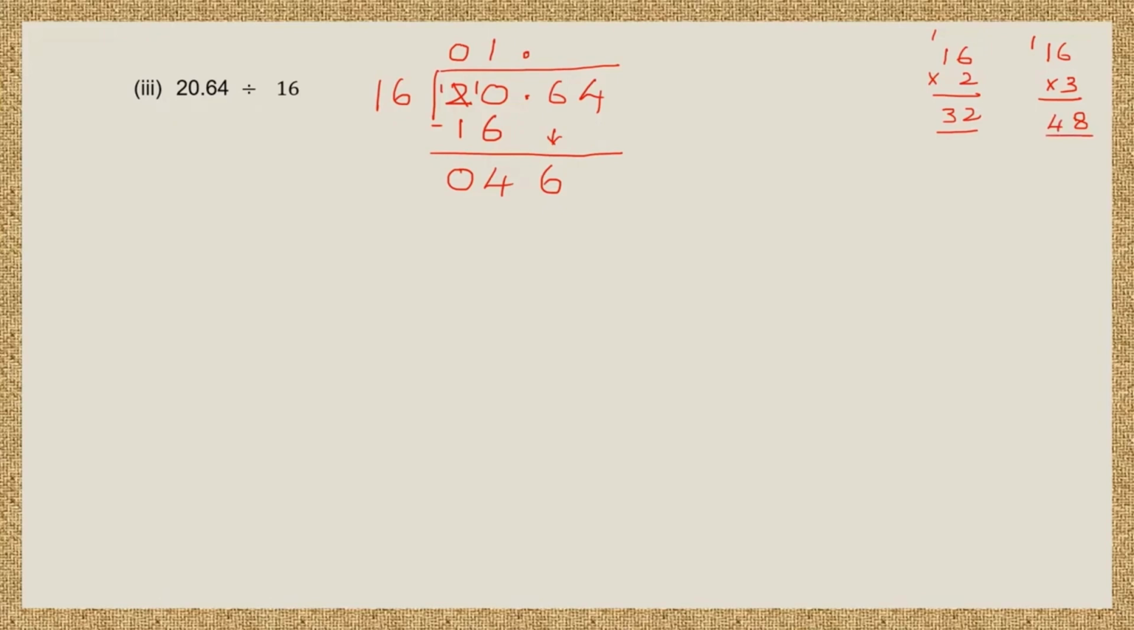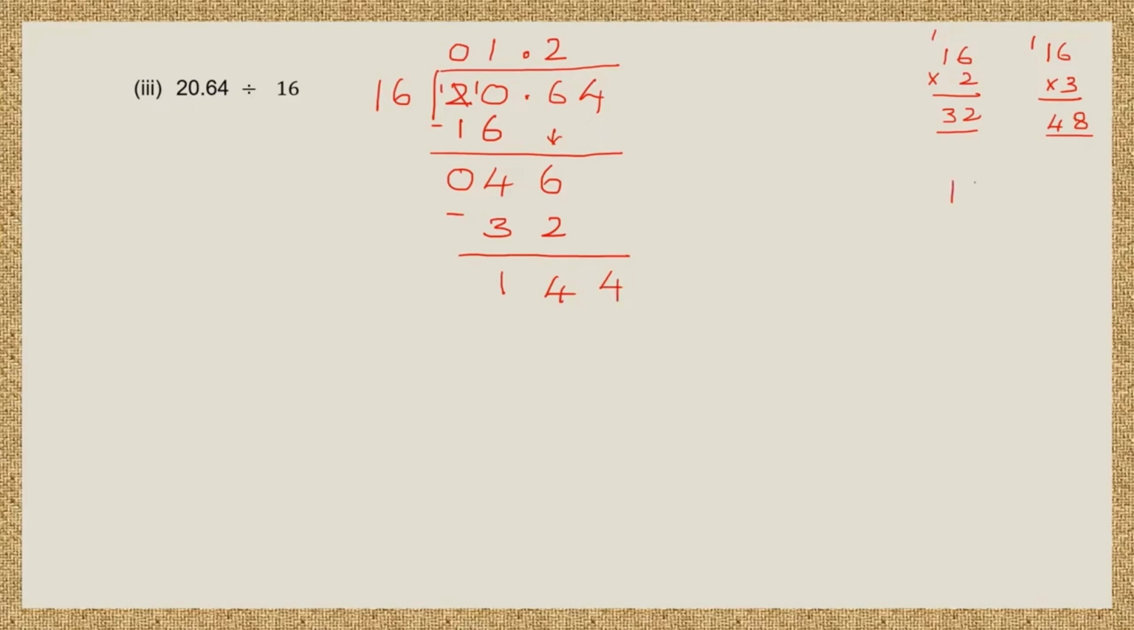48 is closer, but it's greater than 46. As you know, we need to get a smaller number. So I'm going to use 16 twos. 16 twos are 32, minus. 6 minus 2 is 4. 4 minus 3 is 1. And I'm going to bring the next number, which is 144.